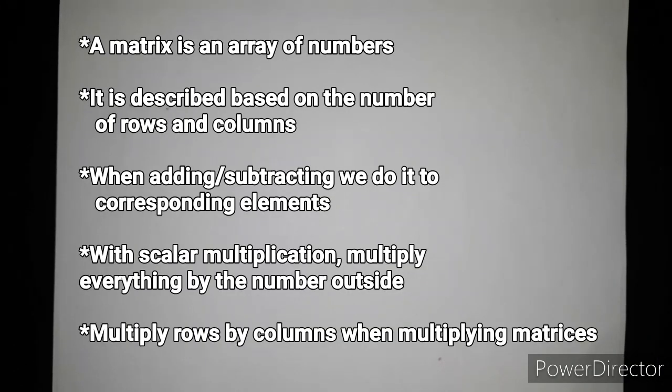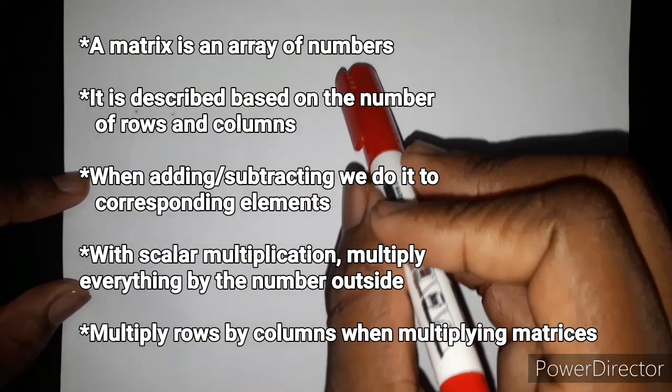Alright? So just to recap what we did, we said that a matrix is an array of numbers and it is described based on the number of rows and columns it has. And also we said we can add or subtract matrices. And we said that when we're adding matrices, we're adding the corresponding elements, right? And also we did scalar multiplication, when we multiplied everything in the matrix by the number outside of the matrix. And then we multiplied a matrix by a matrix. Here we multiplied the row by the column.